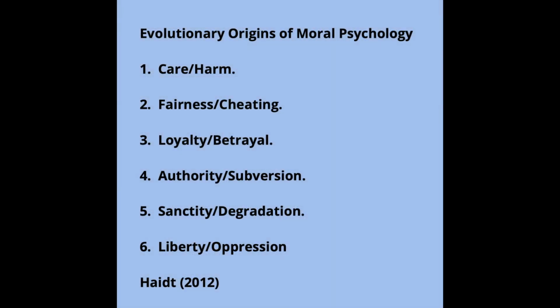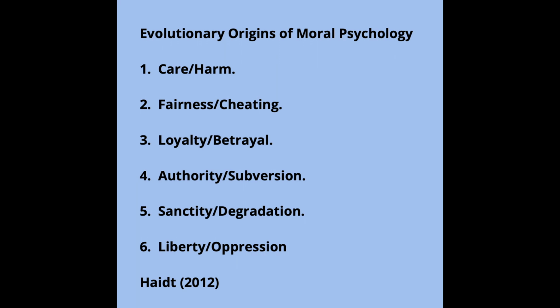Jonathan Haidt, in 2012, describes 6 foundations of moral psychology. These are each based on evolutionary adaptations that enabled us to live together in groups. The first is care-harm. This evolved in response to the challenge of caring for vulnerable children. It allows us to be sensitive to signs of suffering and need in others. It promotes empathy and the desire to care for others.